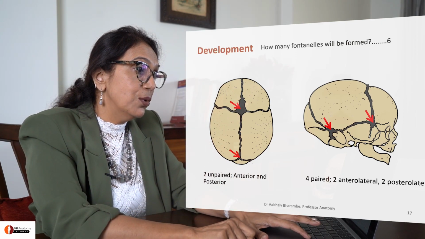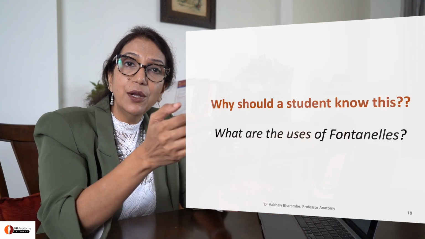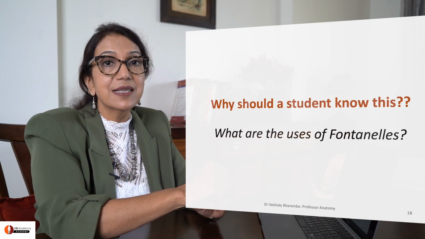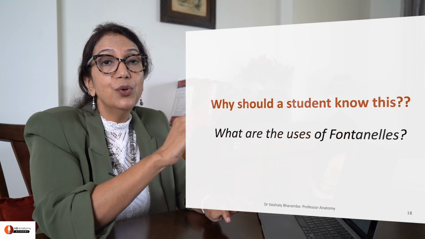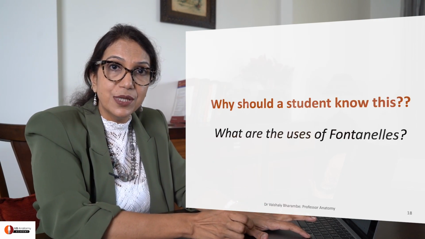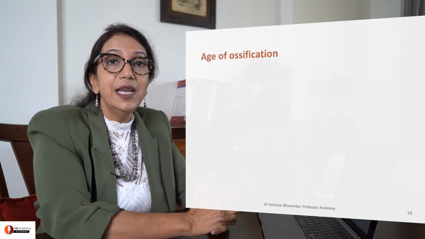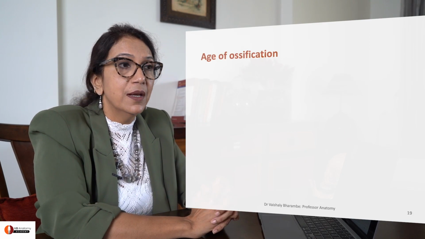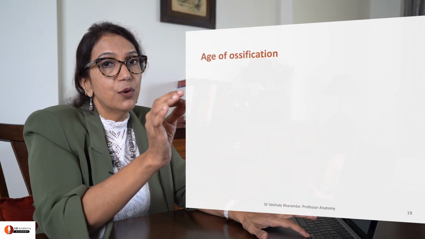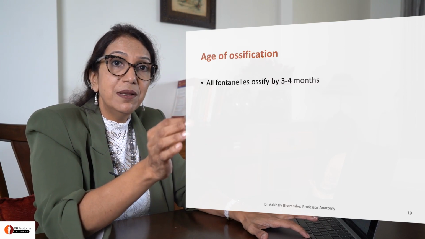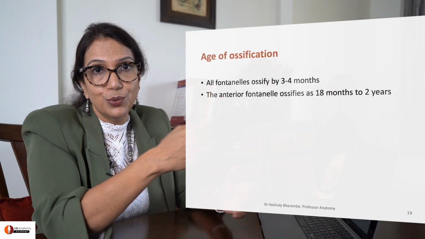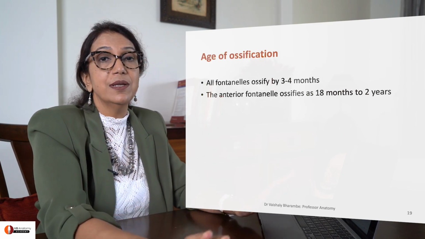Now the question is, why are we studying all this, madam? Why are you teaching us all this? There is a reason. Fontanelles have a huge purpose. Let's take a look at their uses to us. First, age of ossification. Most of the fontanelles will ossify around 3 to 4 months. The anterior fontanelle ossifies at 18 months to almost 2 years. We know this as a fact.